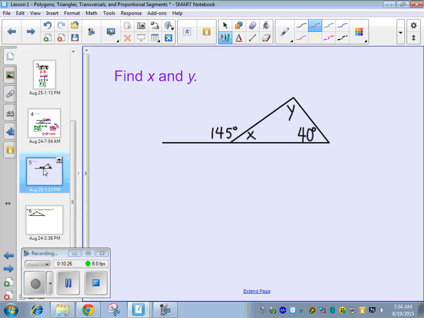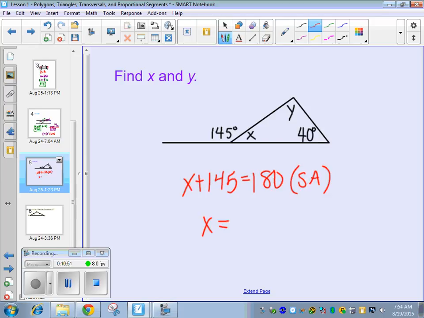Okay, a little triangle review. What angle do we have to find first, x or y? Yeah, we have to start with x, okay? How are we going to find x? Someone new. Lindsay, what do you think? How are we going to find x? Supplementary. Good. Okay, we know these add to 180. Okay, so x is equal to what?